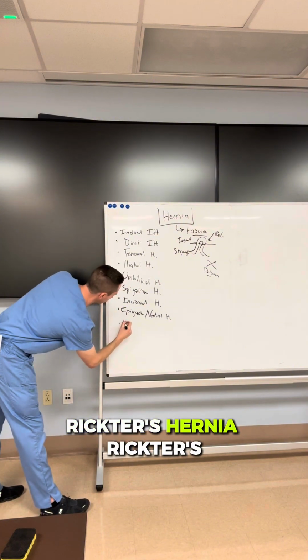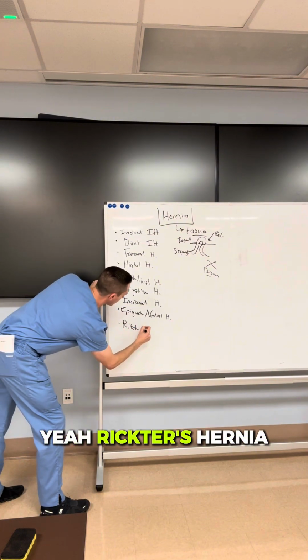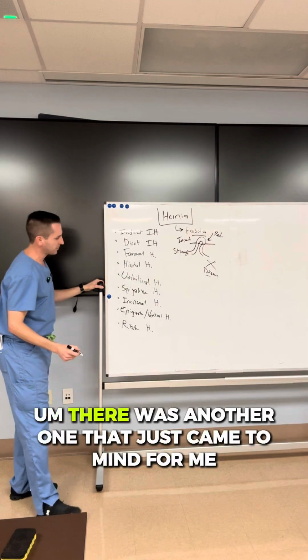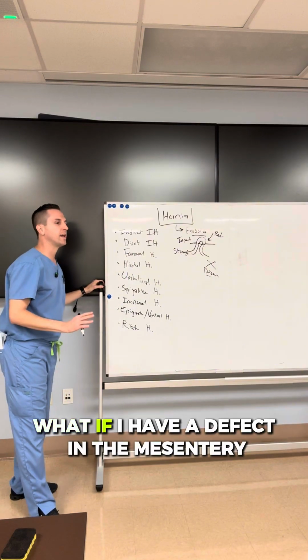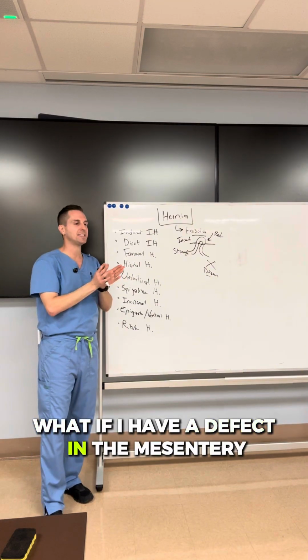Richter's hernia. Yeah, Richter's hernia. There was another one that just came to mind for me. What if I have a defect in the mesentery?